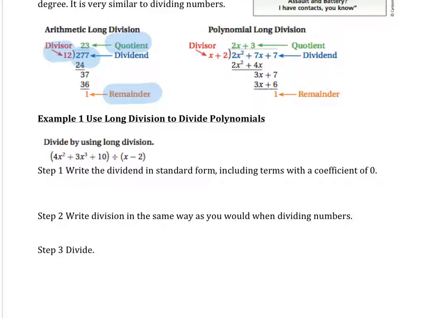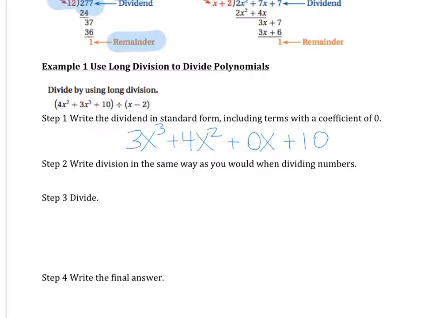So, in order to do long division, the first thing you do is write the dividend in standard form. And in this case, because there's no x term, I need to put a 0x in there, or our long division won't work out right. We write the division the same way we write dividing if it were numbers.